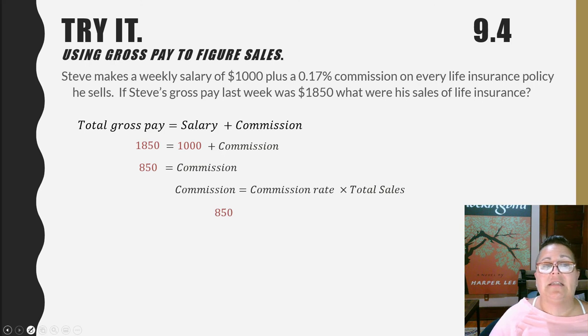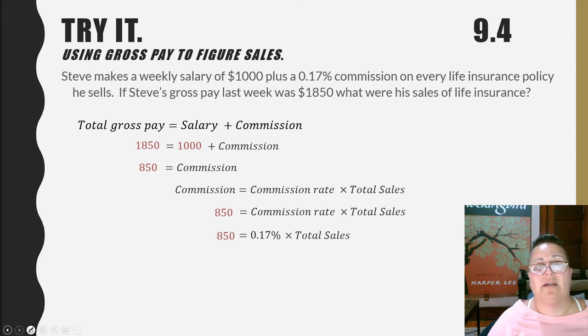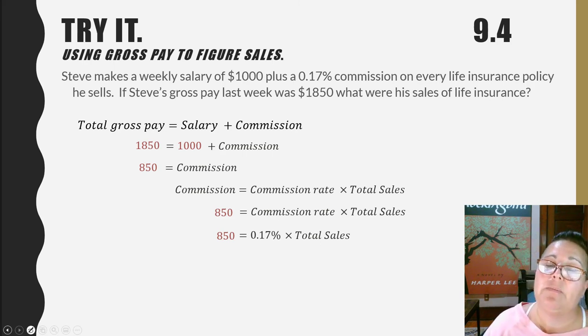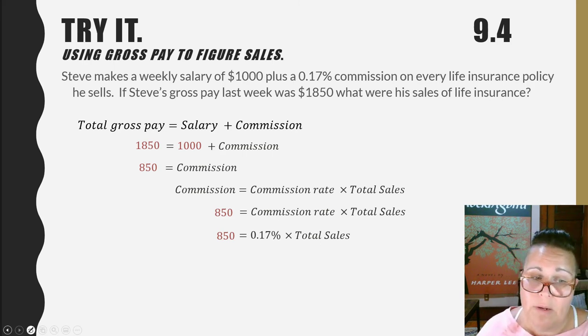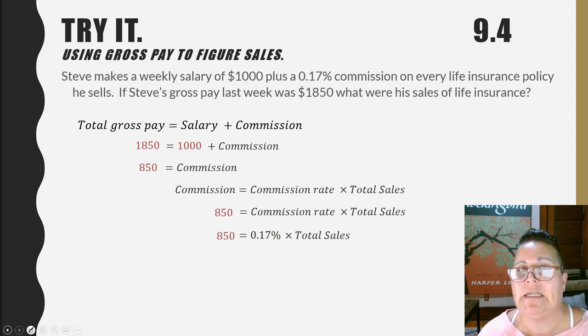Commission is the commission rate times the total sales. So $850 has to be our commission rate times the total sales. $850, commission rate is 0.17% times the total sales. Now here's the part that will catch some people. This is 0.17%. So they get less than 1% in commission.